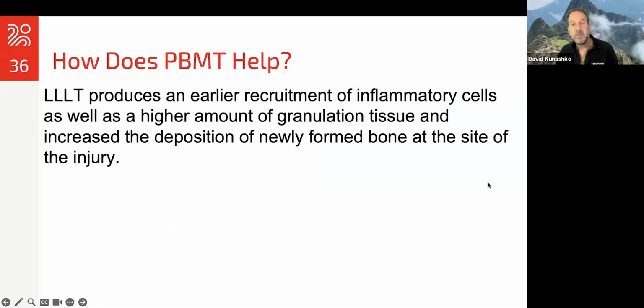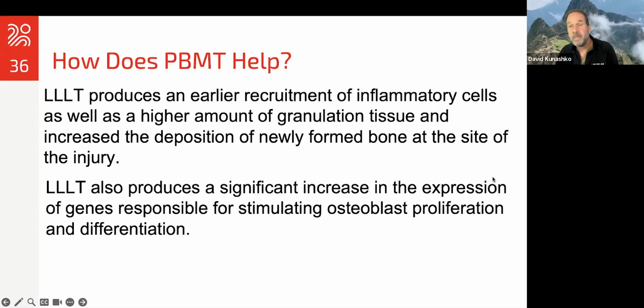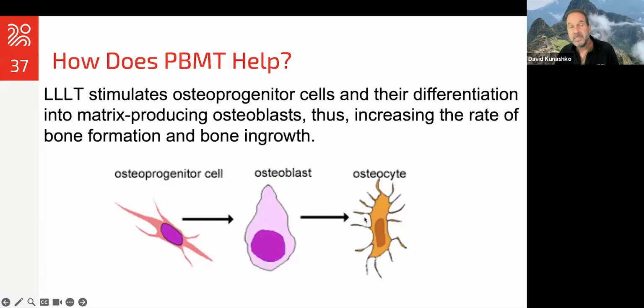Laser therapy also produces an early recruitment of inflammatory cells, as well as a higher amount of granulation tissue and increased deposition of newly formed bone in the area. So when you have a fracture, photobiomodulation, that's the old term LLLT, produces a significant increase in expression of genes responsible for stimulating osteoblast proliferation and differentiation. In other words, it stimulates osteoprogenitor cells and their differentiation into matrix-producing osteoblasts, and this increases the rate of bone formation and bone ingrowth, like callus formation. That's kind of what you want when you have a fracture.